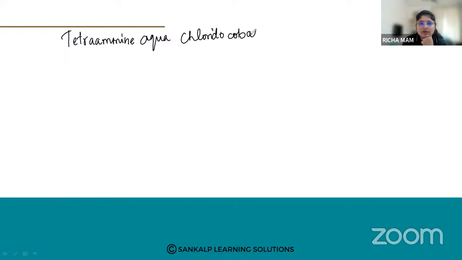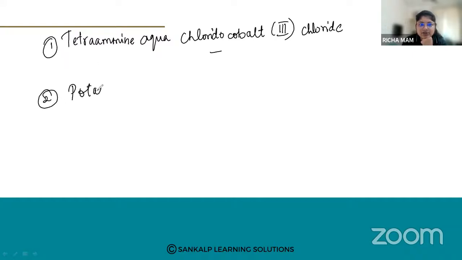So now I'm going to give the names, and you have to write the formula. Let us see how we'll do that. Tetraamine aqua chlorido cobalt 3 chloride. How will you give this?